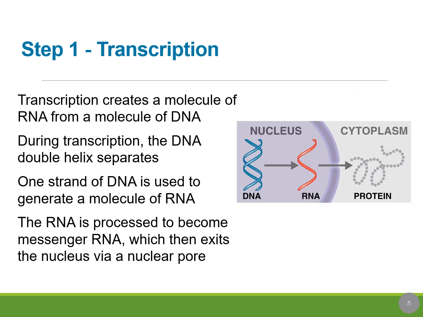So transcription's purpose is to make a molecule of RNA from DNA. Remember that DNA can separate pretty easily because it's held together by those rungs of the ladder, or those hydrogen bonds, that are held together pretty weakly. And you are only going to use one side of the DNA to generate a molecule of RNA. Once DNA is done being pulled apart to make RNA, it will then coil back up.